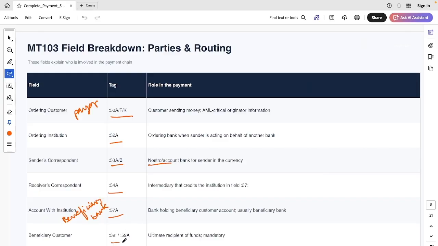Then we have field 59. 59 is the beneficiary customer. It includes the information about the final recipient of the money. In banking operations, if payment is routed incorrectly or the beneficiary bank cannot identify the account, teams inspect this party and the routing fields.